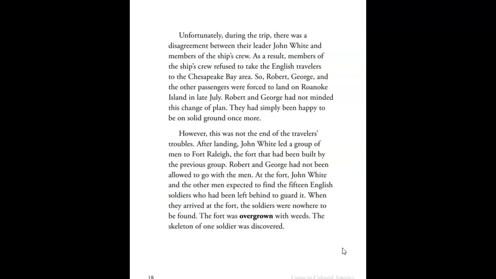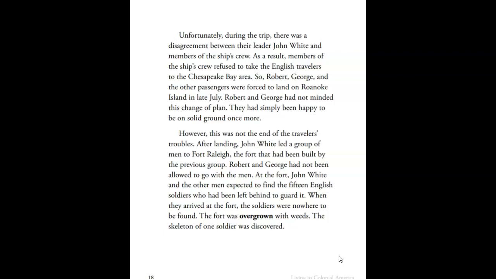Unfortunately, during the trip, there was a disagreement between their leader, John White, and members of the ship's crew. As a result, members of the ship's crew refused to take the English travelers to the Chesapeake Bay area. So, Robert, George, and the other passengers were forced to land on Roanoke Island in late July. Robert and George had not minded this change of plan. They had simply been happy to be on solid ground once more.